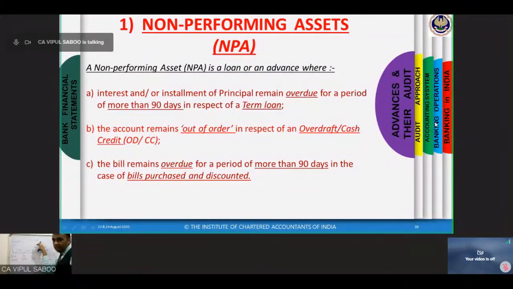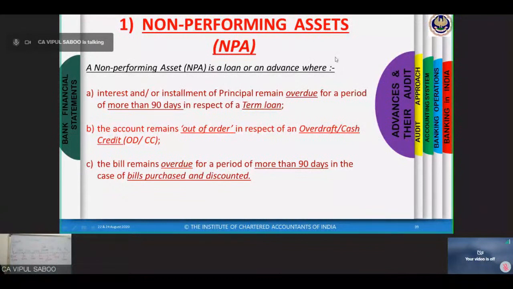A non-performing asset is a loan or advance where interest or the installment of principal, or both, remain overdue for a period of more than 90 days in respect of a term loan. So we were talking about a term loan. This is NPA. The account remains out of order in respect of overdraft or cash credit. Or in the case of bills, the bill amount remains overdue for a period of more than 90 days in the case of bills purchased and discounted. You can read it from there, right? Then we'll proceed further.